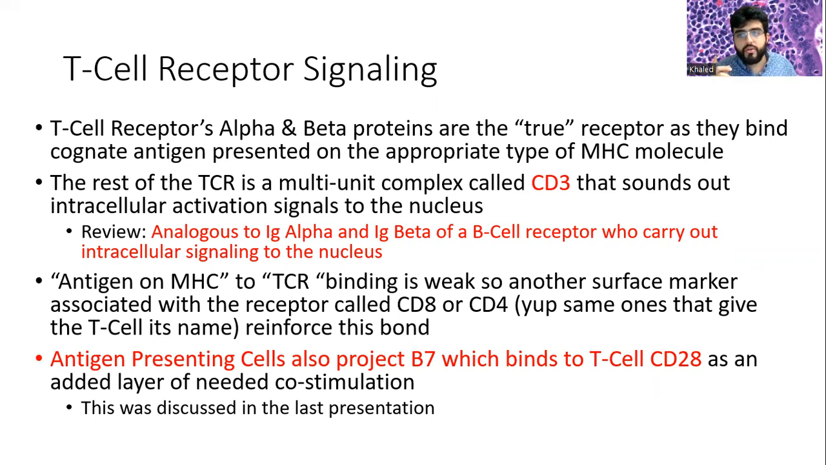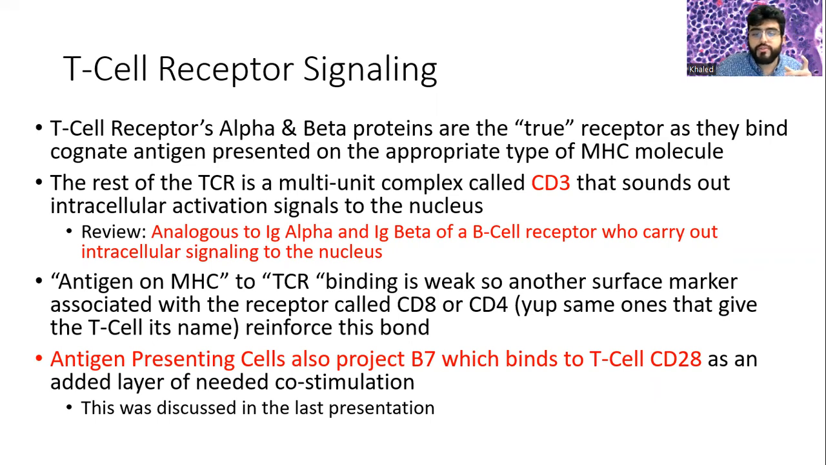But the T cell receptor to the antigen on the MHC itself is not sufficient. You also need that CD8 or CD4, subject to the cell type or antigen where the antigen was discovered, to stabilize that bond, right? And this bond stabilizer, whether it's CD4 or CD8, is what gives the T cell its name, and that's a very important distinction to make.